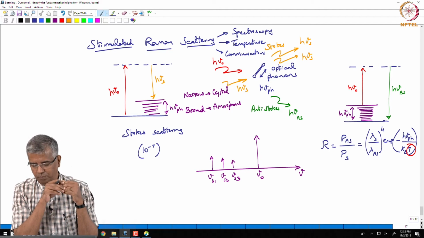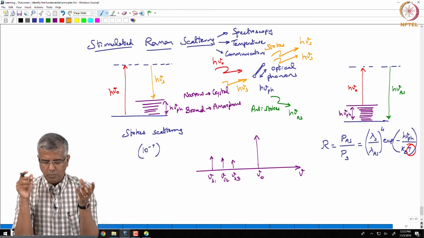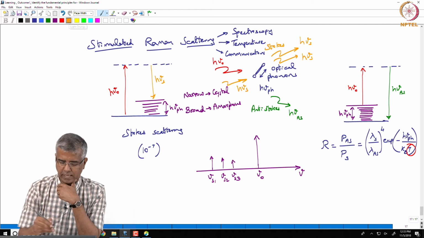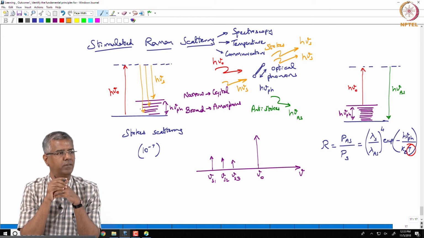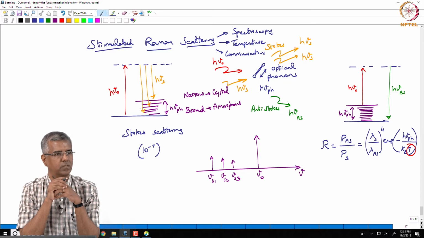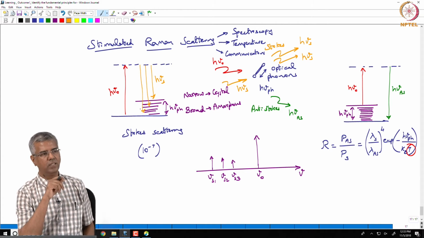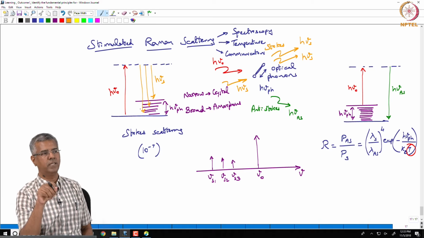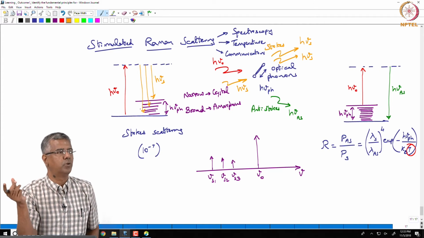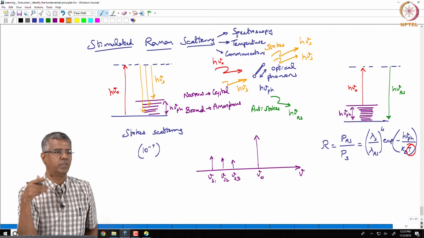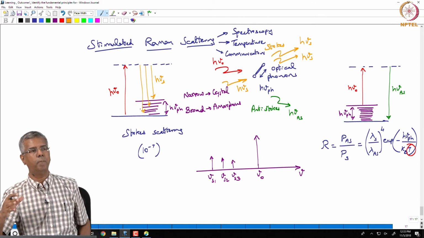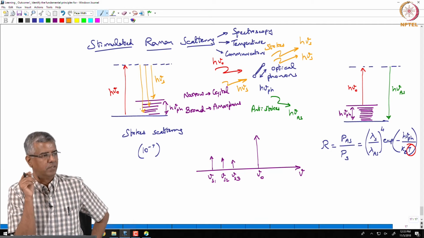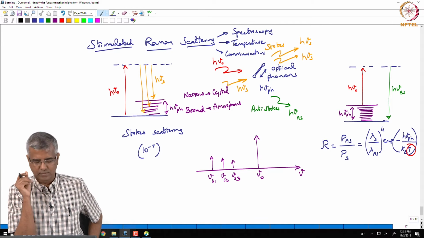Why is stimulation important? Spontaneous scattering can happen to any one of these energy levels. But stimulated scattering means whatever photon energy you are coming in with is the same photon energy you are going out. You are getting a clone of that incoming photon. So in that case you are able to amplify a particular wavelength channel. That is one amazing thing.